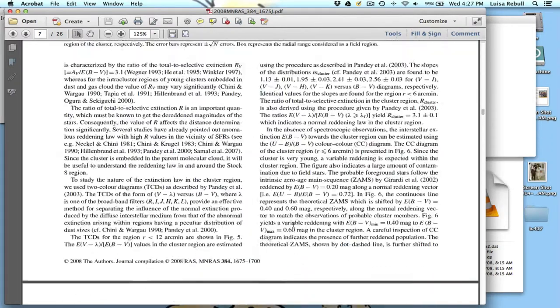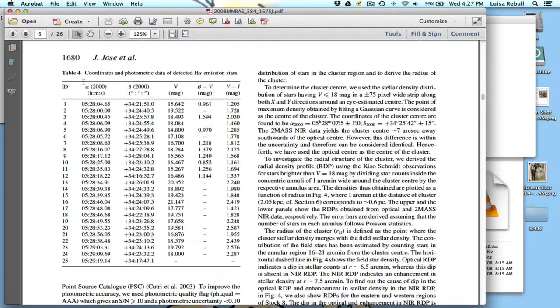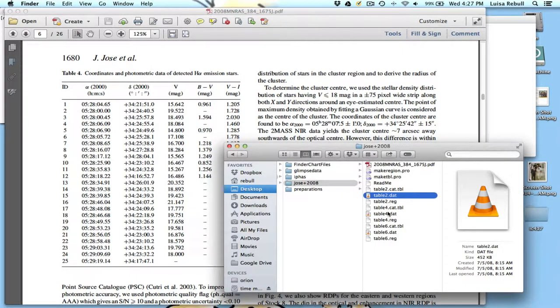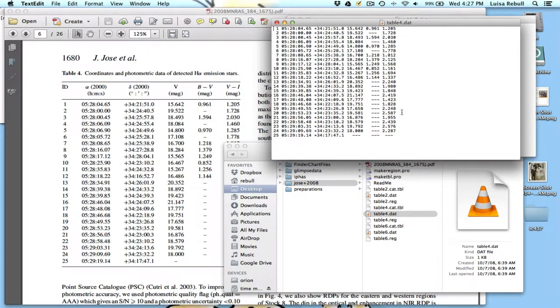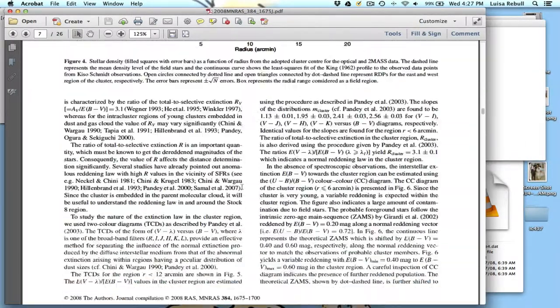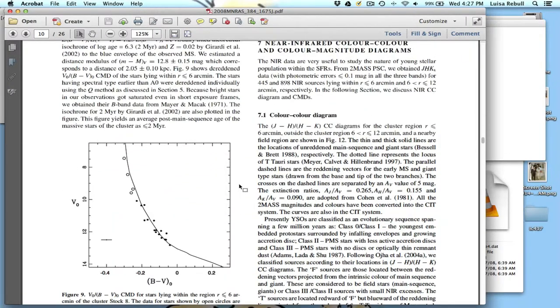But they also reference a table that appeared earlier in the text, Table 4, coordinates and photometric data of detected H-alpha emission stars. What that means is they think those things are the young stars. Okay, so in your notes, you can write Table 4, list of young stars. Go and get Table 4. And in fact, I did. Table 4 is here. If I go and look at it, it's of course much shorter. It's only 25 sources. But this is the tip of the iceberg. This is the tip of things that other people have identified as young stars in this region. So this is important.